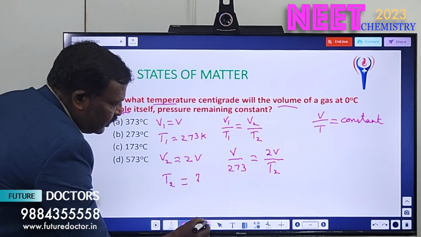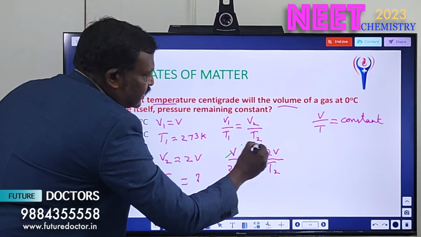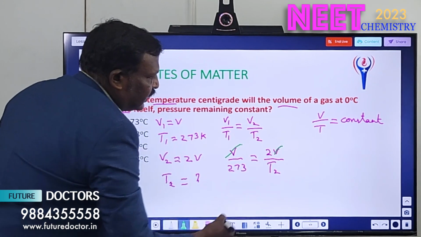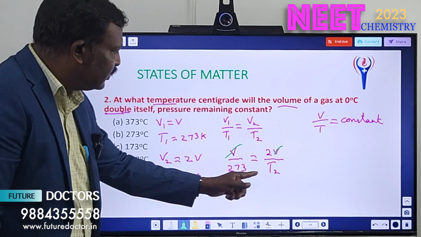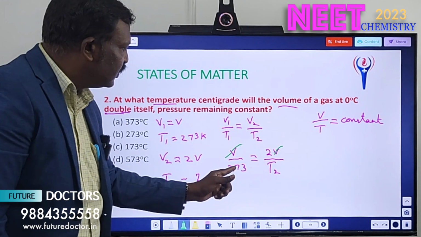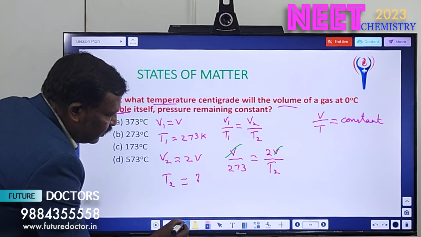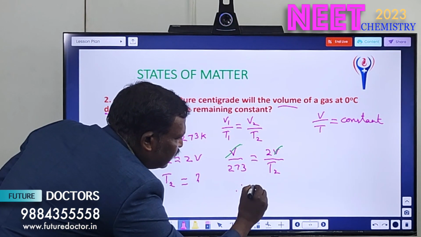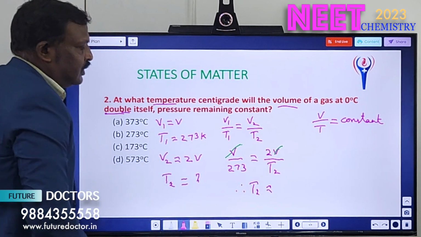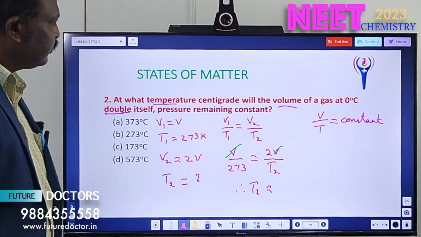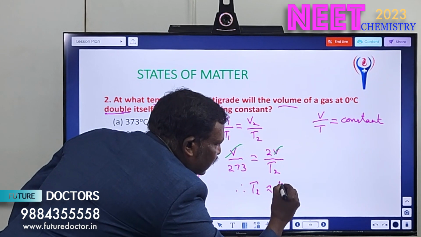So here cancel, no? Cancel. This also we can cancel. We have therefore cross multiplication. So T2 is equal to what? 273 into 2. Understood? Okay. Therefore what? T2 is equal to, okay, just multiply. Okay, 273 into 2 means 546.